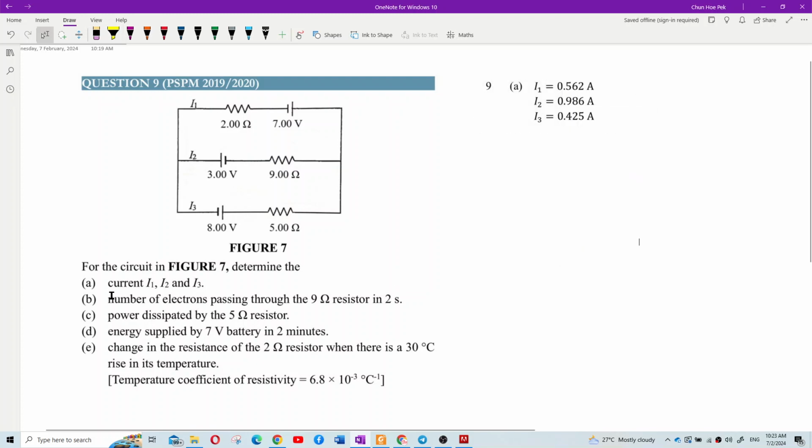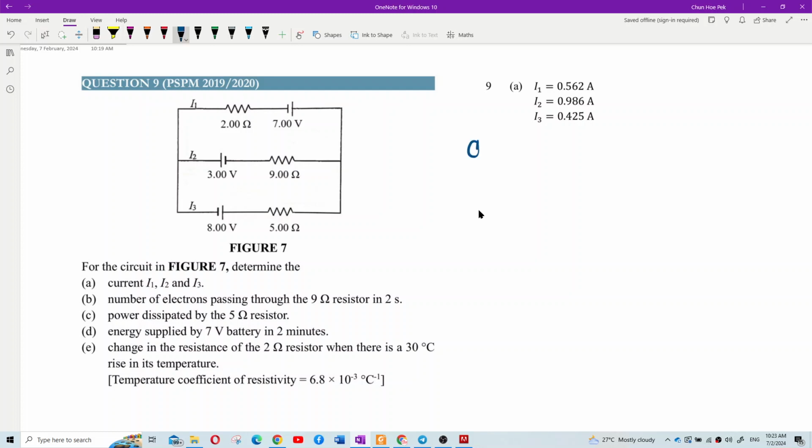Now, what is the number of electrons passing through the 9 ohm resistor in 2 seconds? Okay, hold on a second. Close the door. All right.